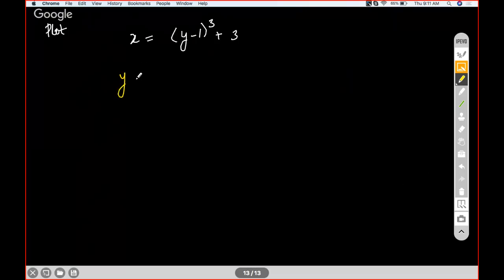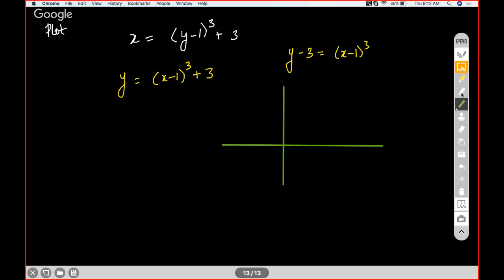So first of all, we'll do y is equal to x minus 1 whole cube plus 3. So it's as good as saying y minus 3 is x minus 1 whole cube. So the graph of x cube will get shifted 1 unit to the right and 3 units up. So 1 unit to the right and 3 units up means the graph will come like this.